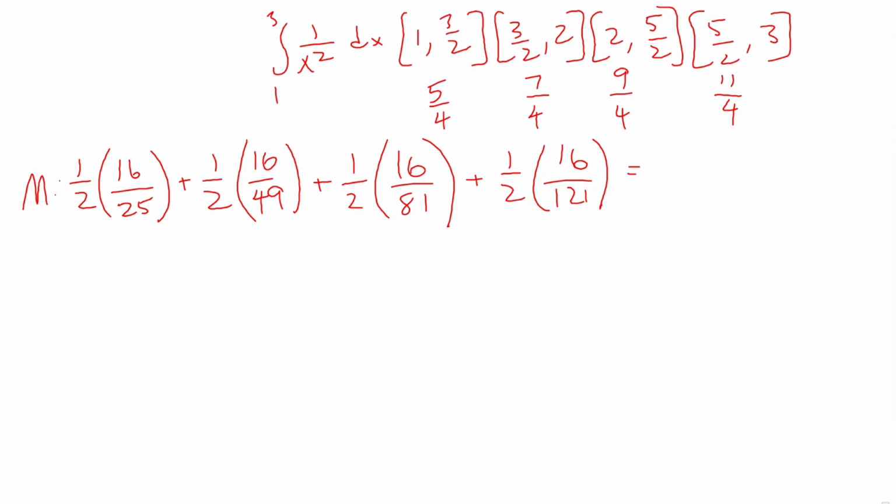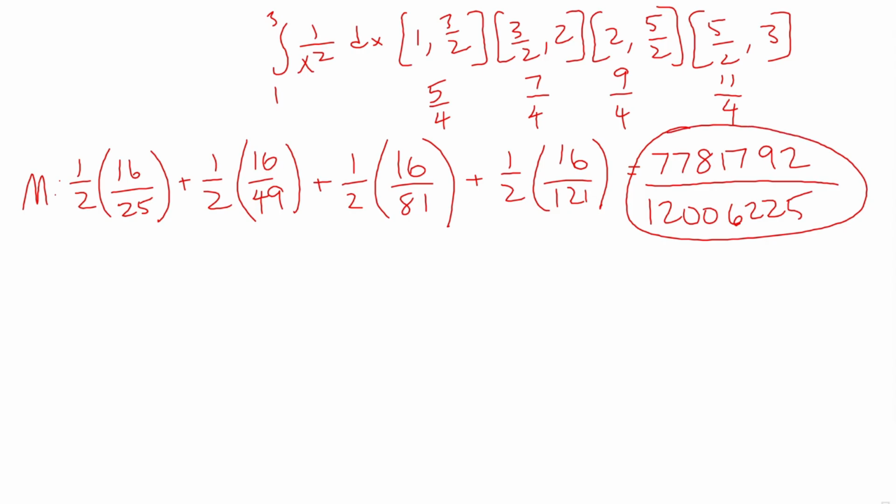The arithmetic there is really quite unpleasant. I wouldn't make you do this without a calculator, even though, of course, you should be able to. It comes out to be this: 7,781,792 over, what is that? 12,006,225. And we already had our f prime, right?